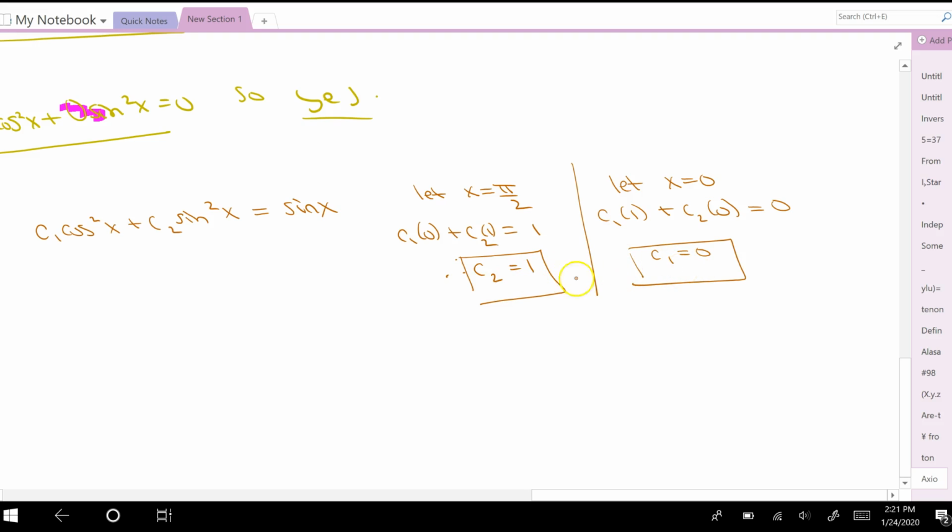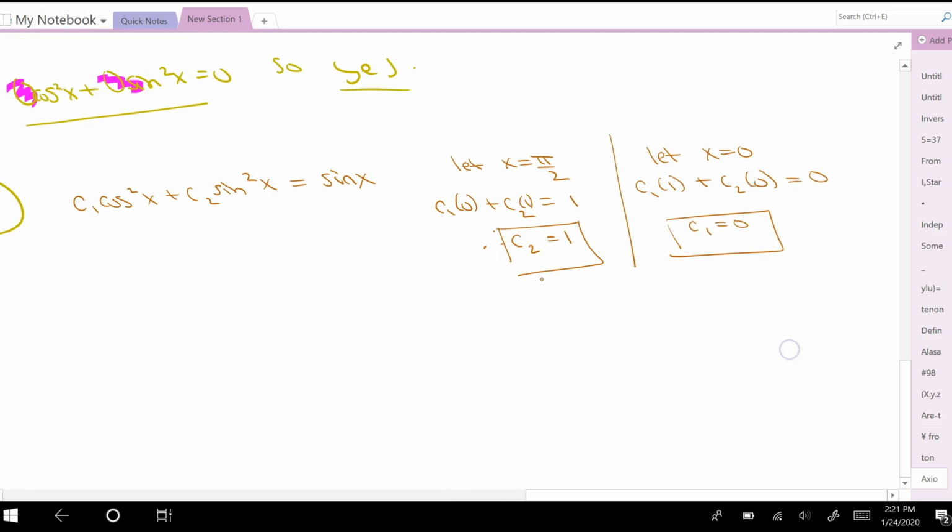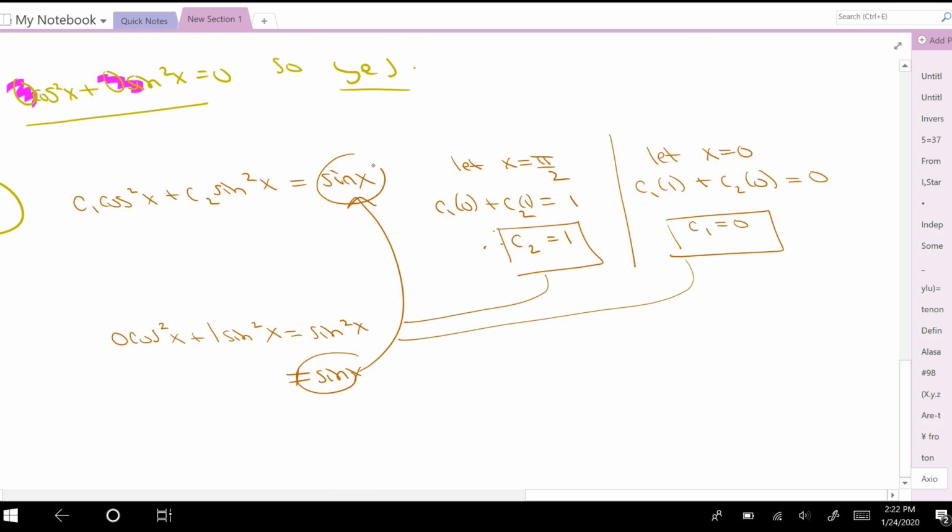To say c1 equals 0 and c2 equals 1 is obviously wrong, because if I check, 0 times cos squared x plus 1 times sine squared x equals sine squared x. It doesn't equal sine x, which is what we're trying to obtain. And in doing this, I'm trying to find a contradiction. I'm going to let x equals 3 pi over 2.